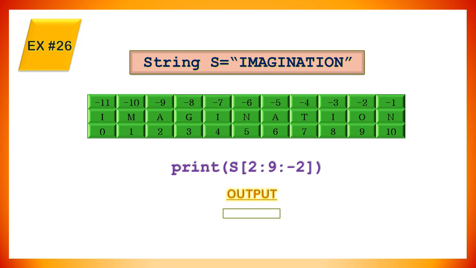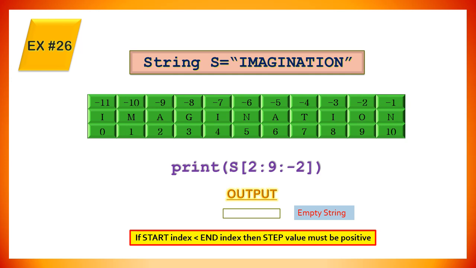Example 26, S[2:9:-2]. See here, the starting index is 2, the ending index is 9 and the step value has been provided as minus 2. See, if the starting index is less than the ending index, then we have to provide the step value as positive.